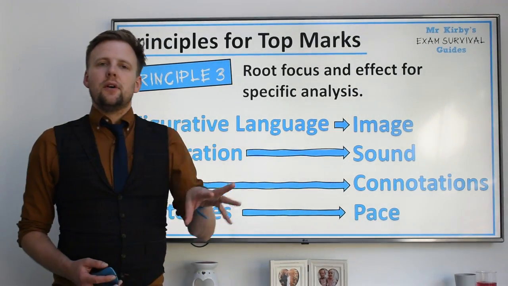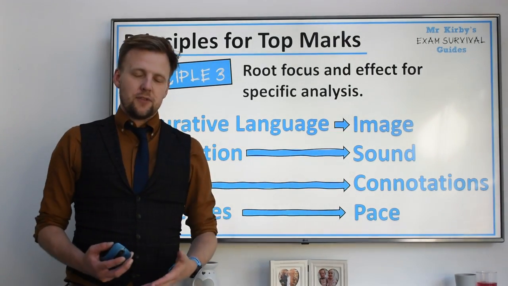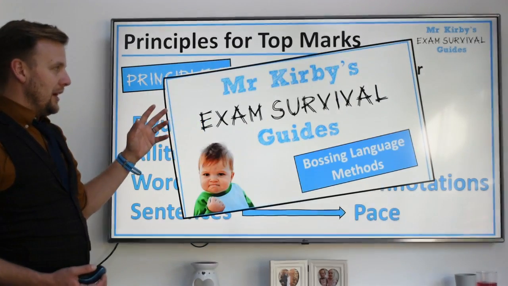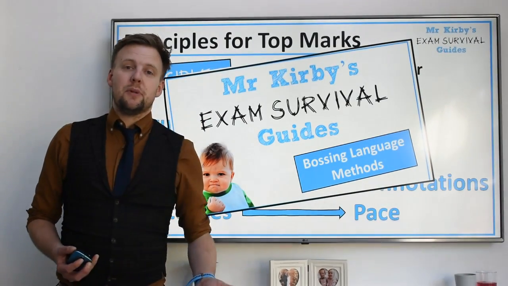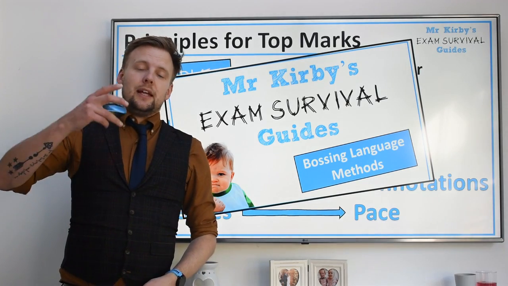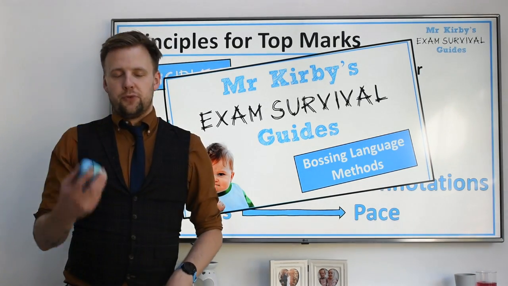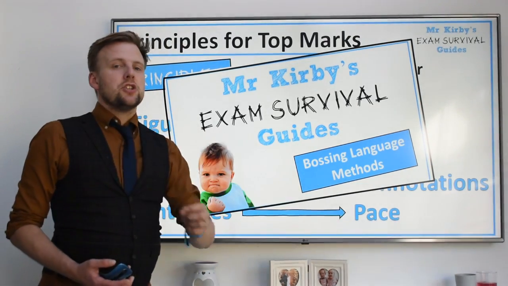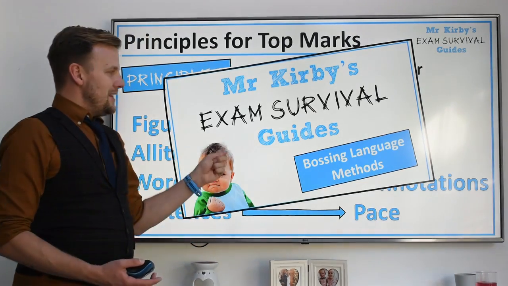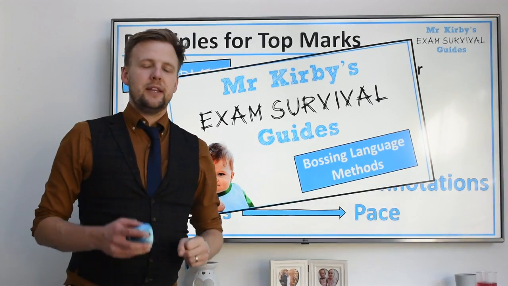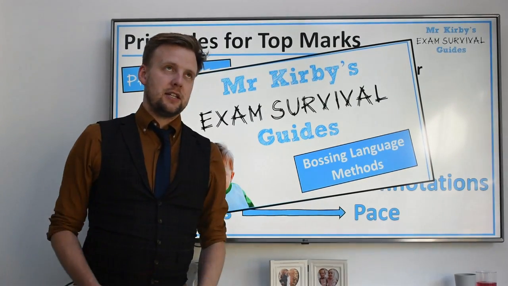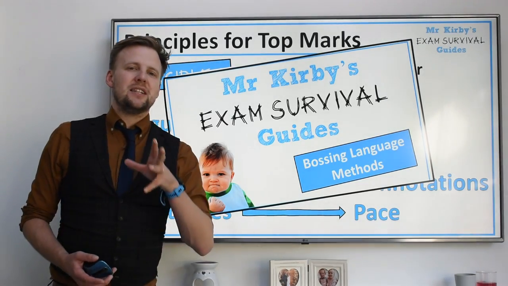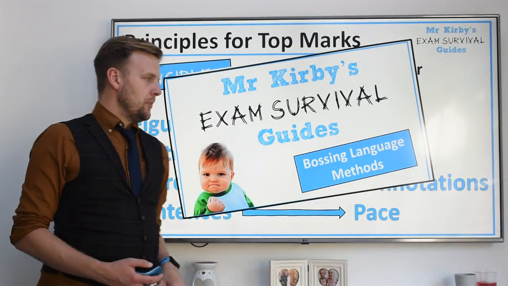Now, I haven't got time in this little video to go through the specifics of these and what I actually mean. I strongly recommend that you go and have a little look at this video here, Bossing Language Methods. Click on there because then it's going to talk you through those 4 groups, the 4 specific terms that go with each of those groups, and how to effectively bring in that effect so that you are precise and specific. This is how you avoid being that generic person that says it makes it stick in the reader's head or it gives it attention. This is how you get precise and effective analysis to get into those top marks.